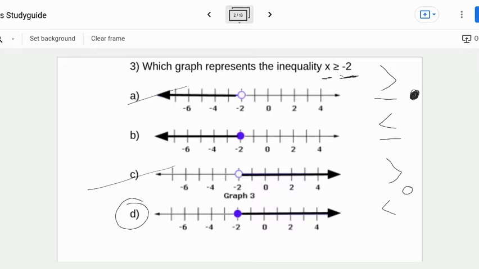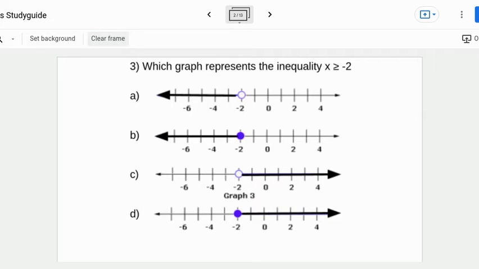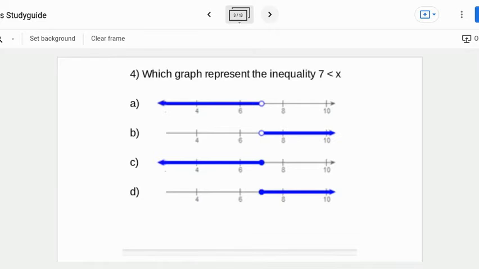Okay, number 4. Okay, so our same thing. We're looking for our number. In this case, we want it at 7, and A, B, C, and D all have a dot at 7. Now, in this case, there's no line, so I want an open circle.